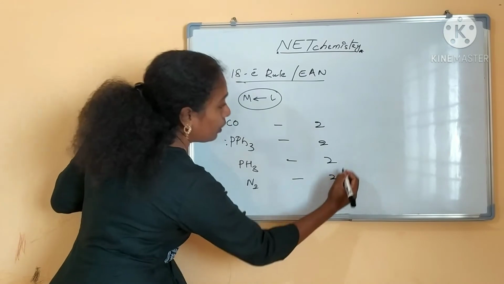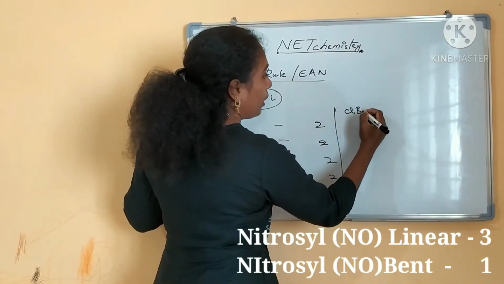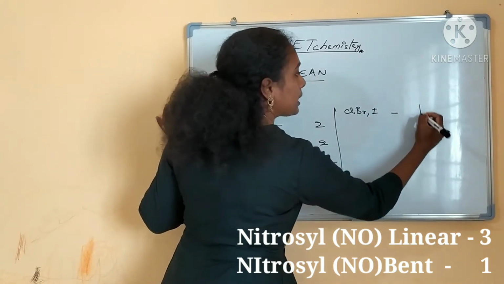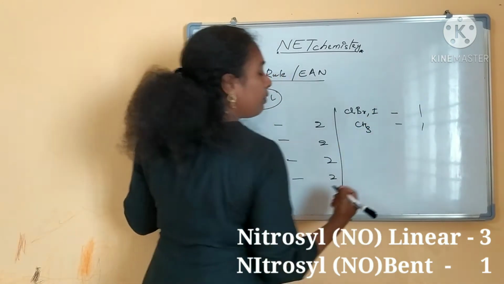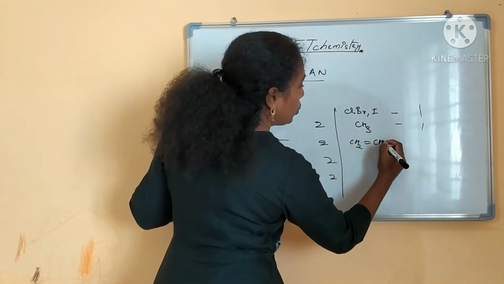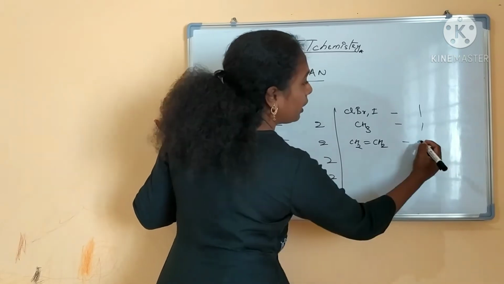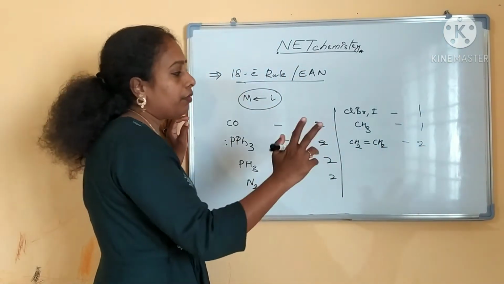Dinitrogen complex, this will donate 2 electrons. If you see chlorine, bromine, iodine, all halogens, they will donate only 1 electron. If you see CH3, that will donate 1 electron. If you see CH2 double bond CH2, that will give 2 electrons. Pi orbital, 2 electrons will be donated.